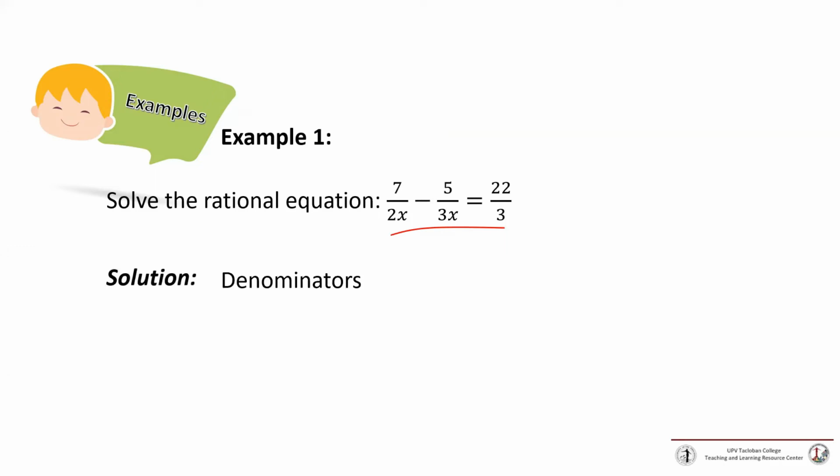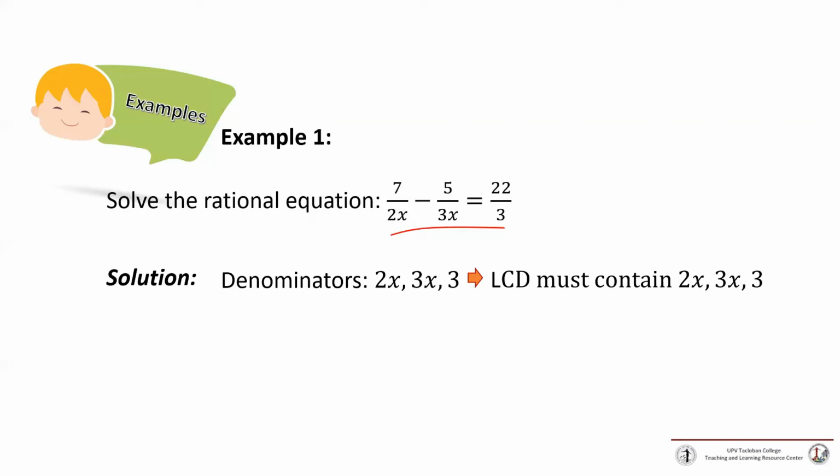Solution. You identify the denominators: 2x, 3x, and 3. Next, the LCD must contain 2x, 3x, and 3. The LCD is the least common denominator. So what should be the LCD? It is the common factor in the denominators that has the highest power that can divide each denominator in each term of the equation.